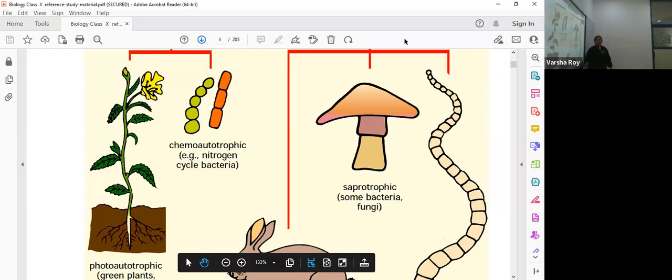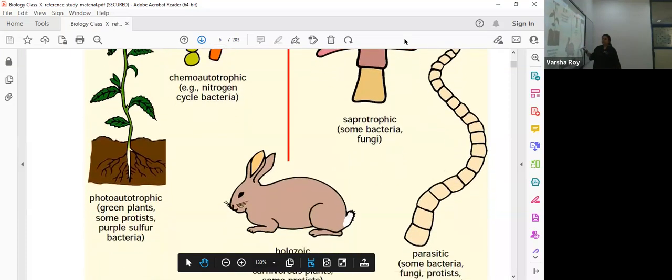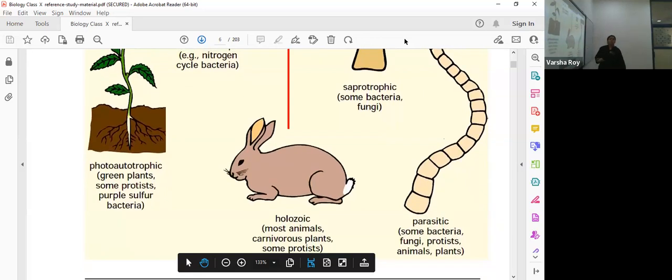Right? So chemoautotrophic, saprotrophic, phototrophic modes, you can see here. Phototrophic may be green plants, some protists, purple sulfur bacteria. You can write down these examples. Holozoic, most of the animals, carnivores, carnivorous plants, some protists. Parasitic may be some bacteria, fungi, protists, animals, and plants. Protista are unicellular organisms like the amoeba and paramecium family.